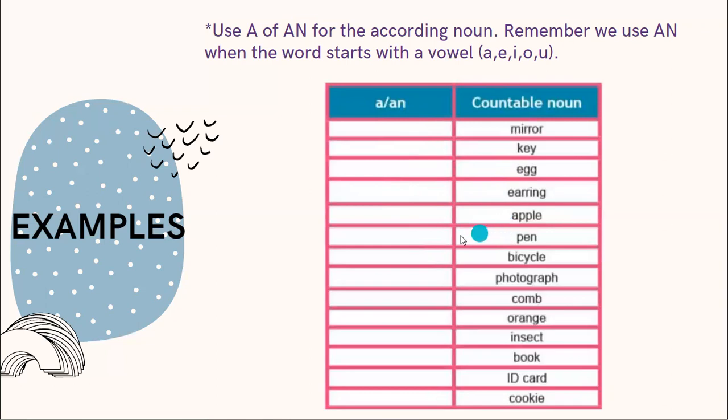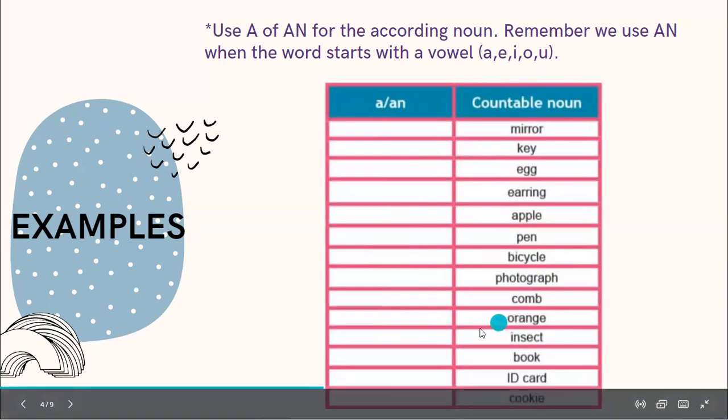An apple, a pen, a bicycle, a photograph, a comb, cepillo, an orange, O is as well a vowel, an insect, a vowel again, a book, an ID card, I is a vowel, and a cookie.